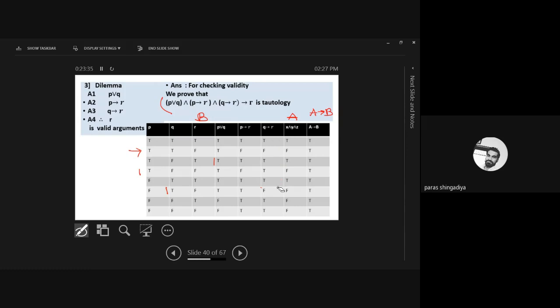So just check these two columns only and find such a case where the first is true and the second is false. Clear? So first row both are T, so it is T. Second row both are false. Third, both are F. Here it is F, T implemented, okay? Here it is F, F, T implemented, so it will be T. And last, both are F, so it is T. Clear? So in this last column, we get a tautology answer. So we can say this A1, A2, A3, A4 are a valid argument. Is it clear, this solution?